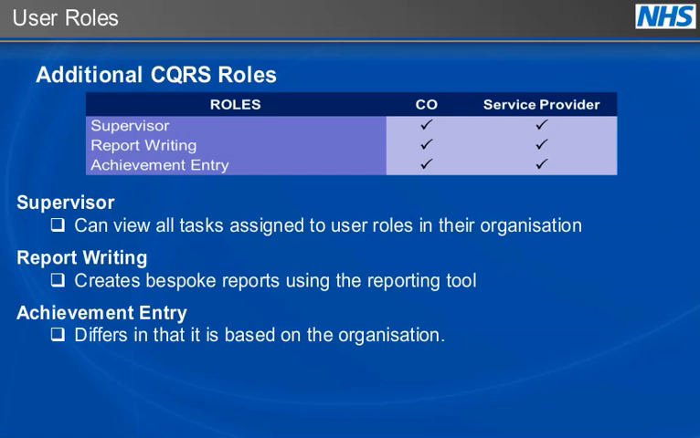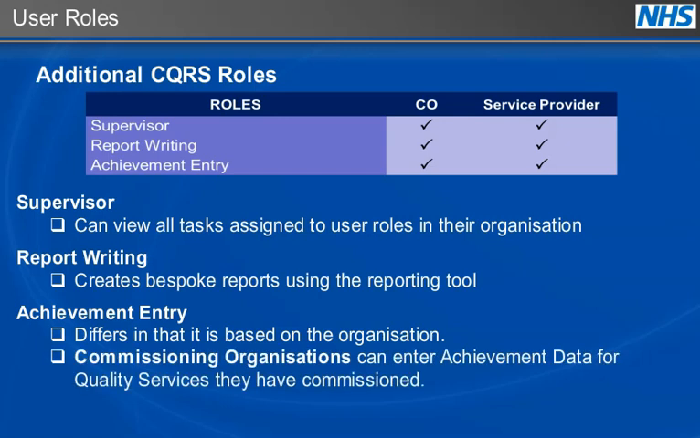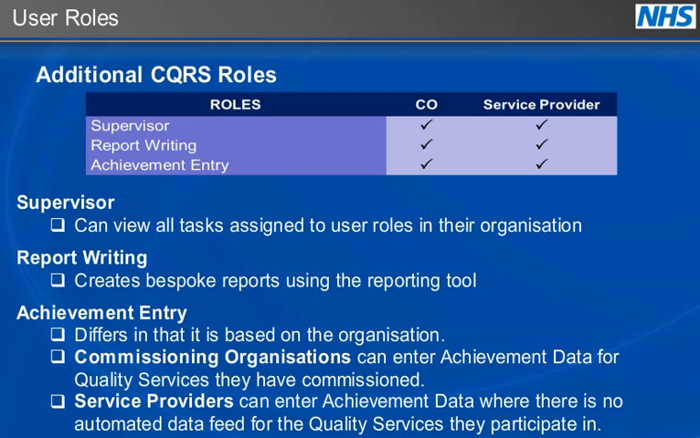The achievement entry role differs in that it is based on the organization. Commissioning organizations can enter achievement data for quality services they have commissioned, while service providers can enter achievement data where there is no automated data feed for the quality services they participate in.